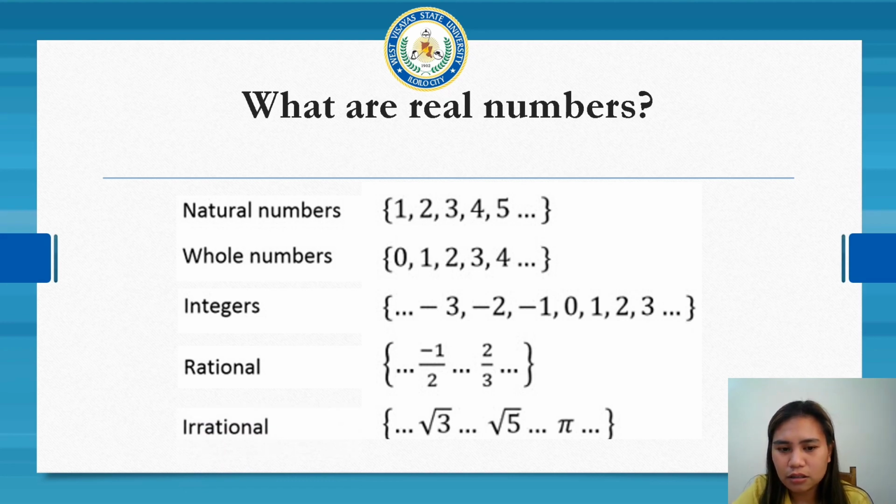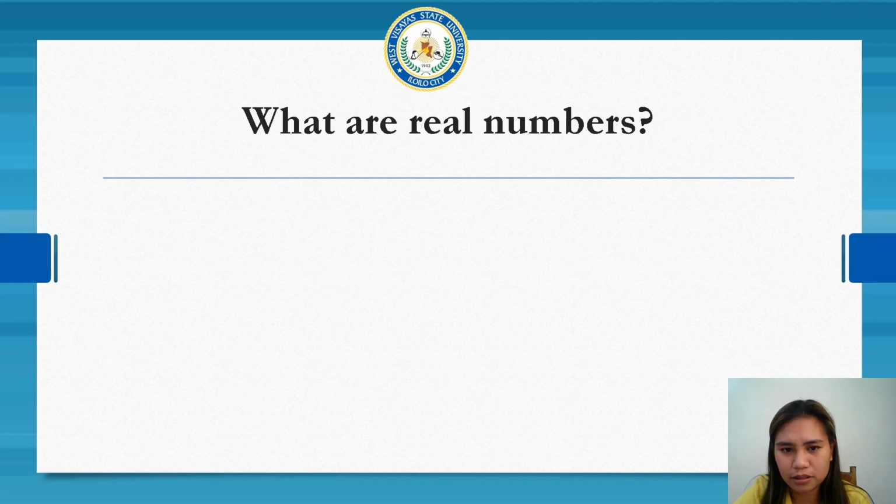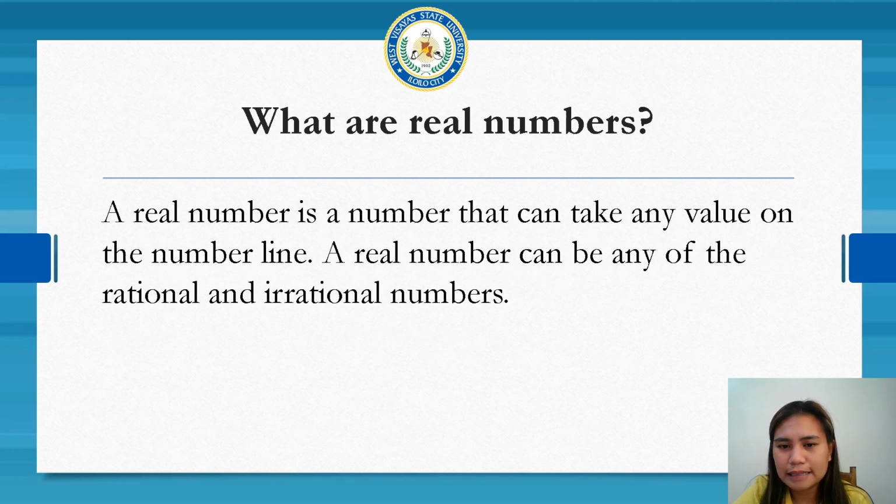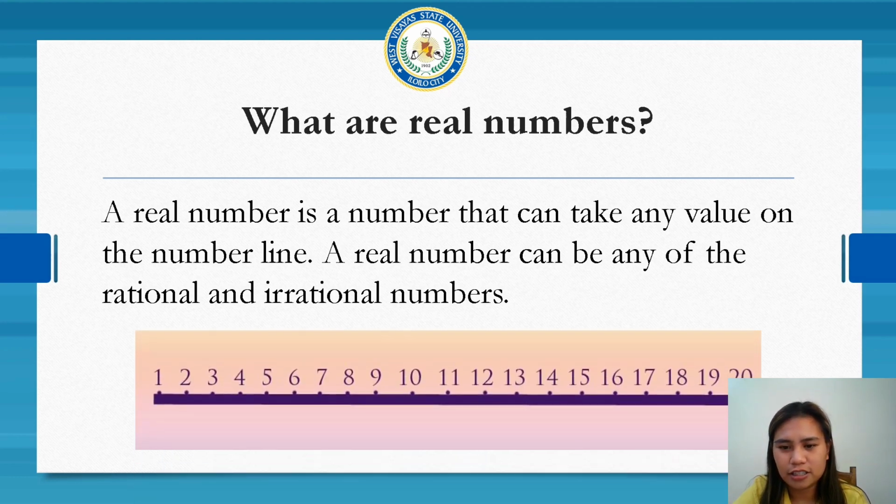So what does this relate with the real numbers? Simply, all the sets indicated below are considered real numbers. What are real numbers? A real number is a number that can take any value on the number line. So a real number can be any of the rational and irrational numbers, or either integers or counting and whole numbers. Just like this.